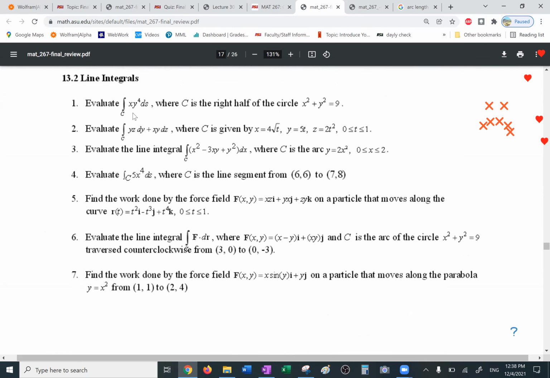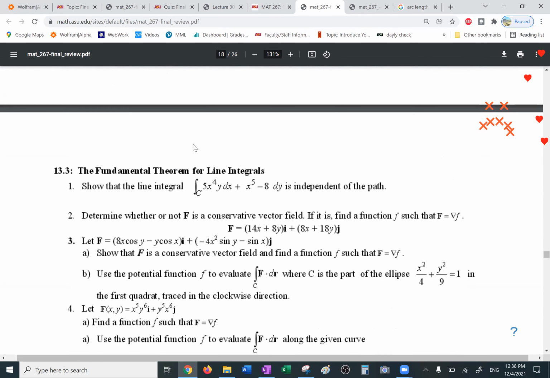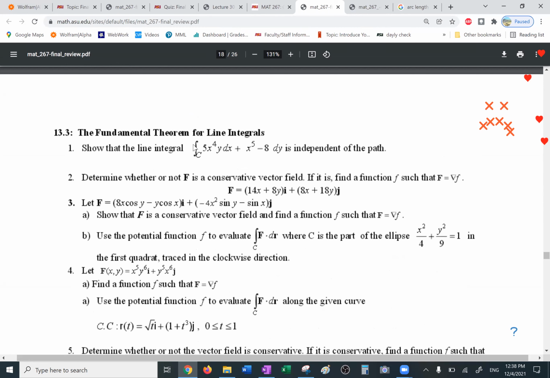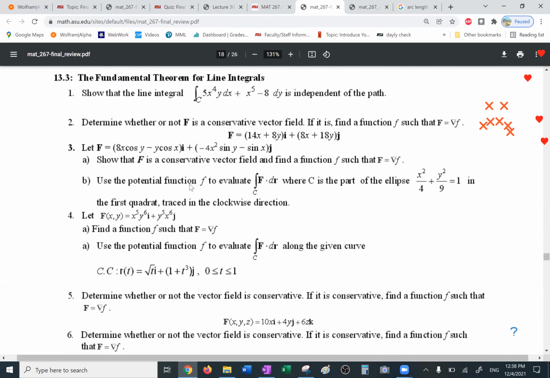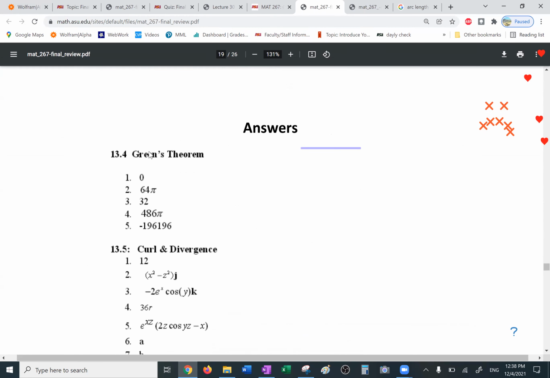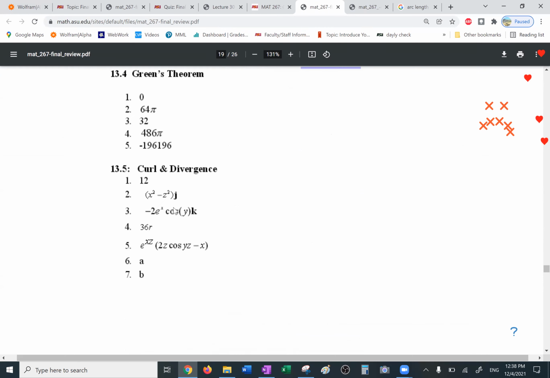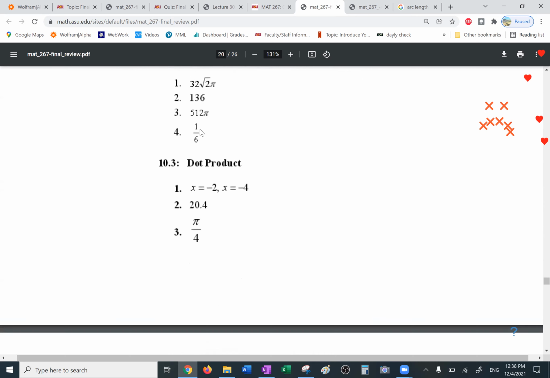Line integral showed up. Remember how to do these. I just reviewed several cases, direct integration or conservative field, and then anti-derivatives, and then plug the end minus the start. Green's theorem, fundamental theorem of calculus shows up. That's it. That's what we covered. And then Green's theorem, curl and divergence, parametric surfaces, and then we go to the very beginning.